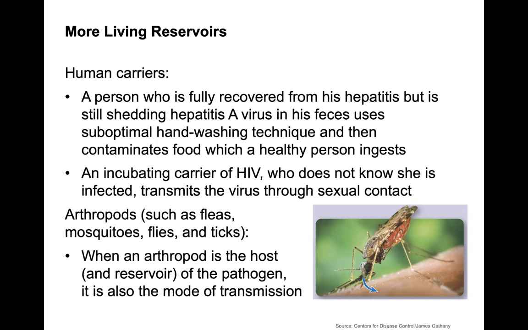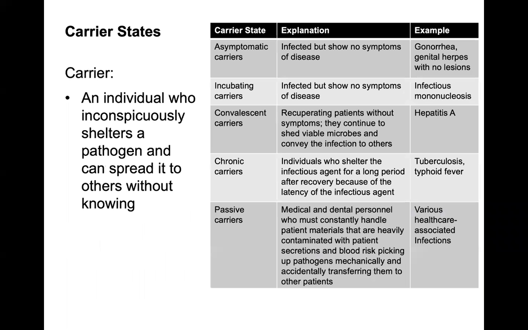Human carriers: a person who is fully recovered from his or her hepatitis is still shedding hepatitis A virus in feces. An incubating carrier of HIV who does not know she is infected transmits the virus through sexual contact. And if you have something that's being shed through the feces and you do not wash your hands, and somebody else that's healthy eats food that you prepared, that's how that can be transmitted. Ticks and fleas are arthropods. They can transmit viruses as well.